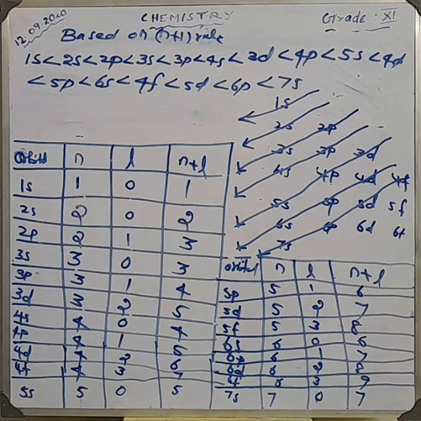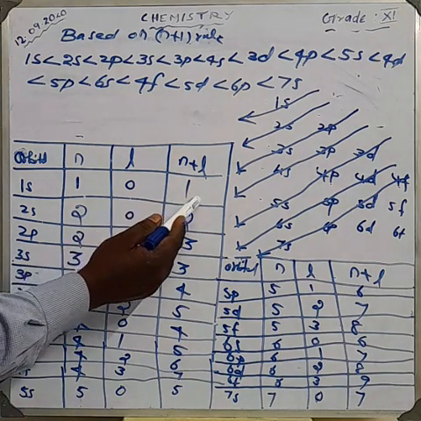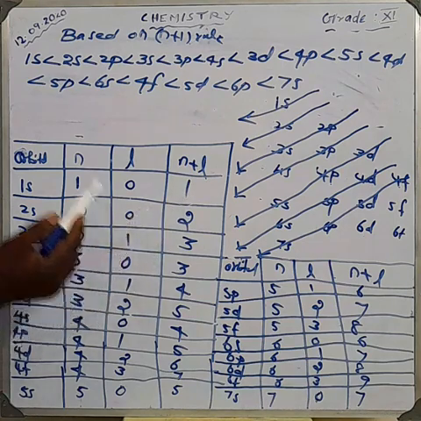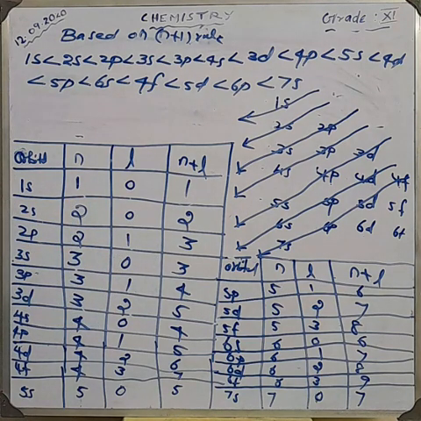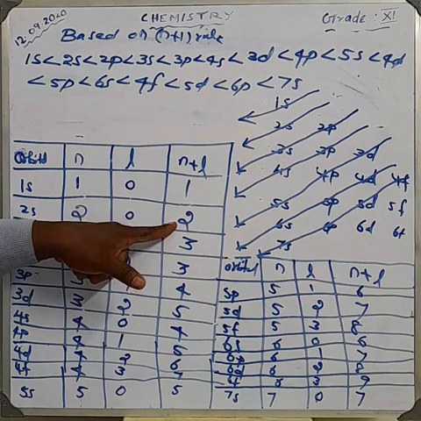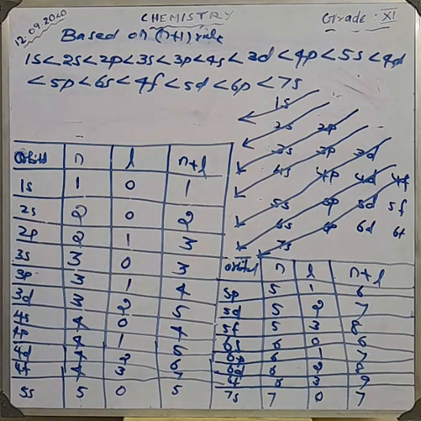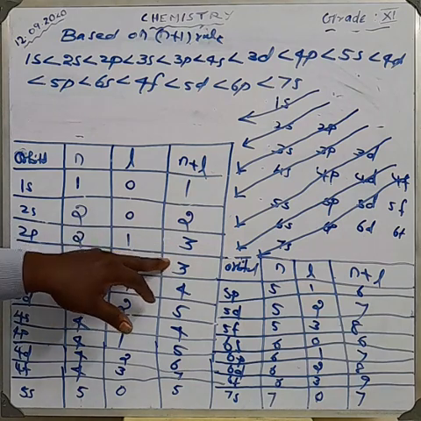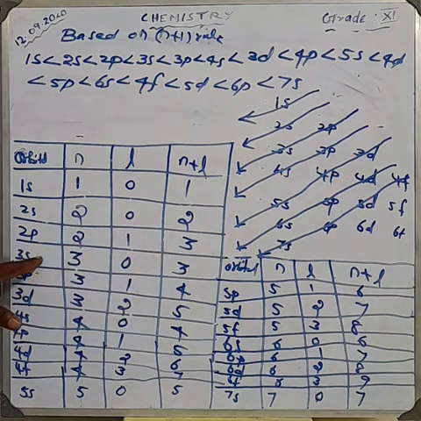Here, what is the n plus l value for the 1s orbital? It is 1. The lower the value of n plus l of an orbital, the lower its energy. So for the 1s orbital, n plus l is 1. Next, the 2s orbital: n plus l is 2. Then here we have two orbitals with 3, because 2p also has 3 and 3s also has 3.